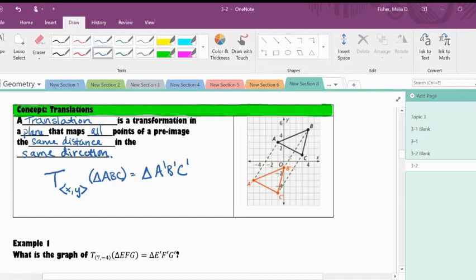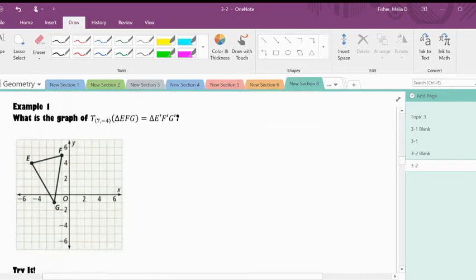And in this particular case, they went over 1, 2, 3, 4 and down 1, 2, 3, 4, 5, 6. So we would actually replace those x and y values with left 4 and down 6. So we plug that in. So that's how the notation for that will work. So we're going to look at example 1.